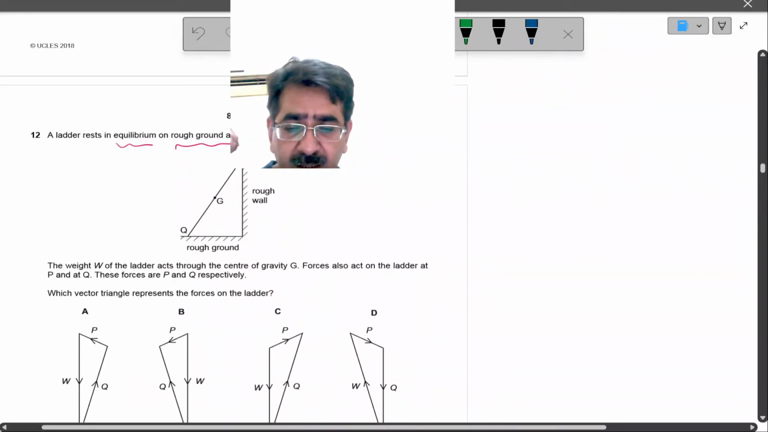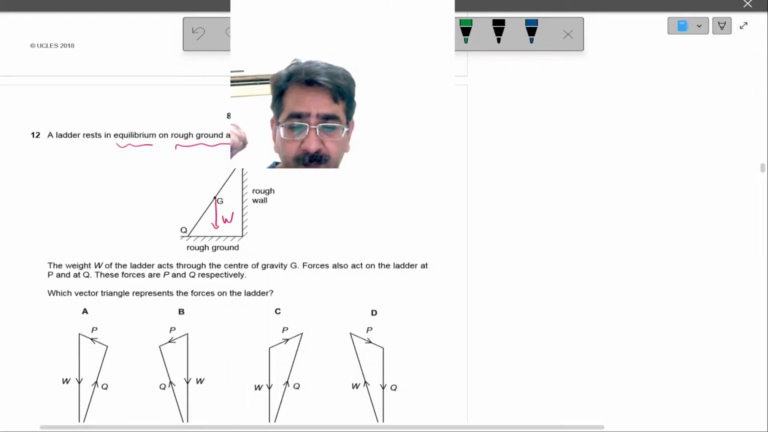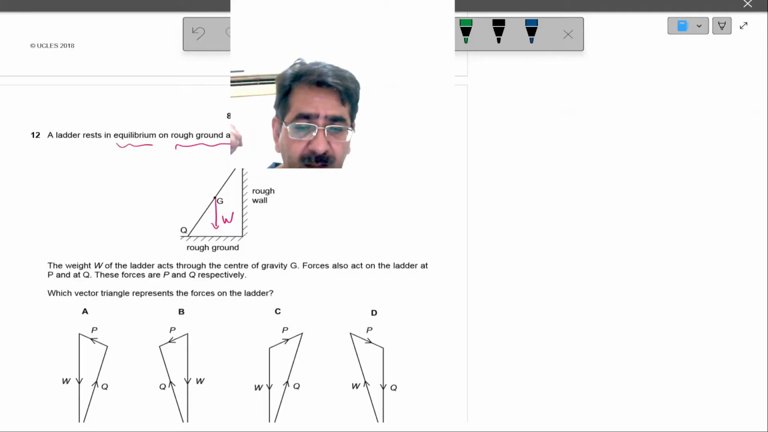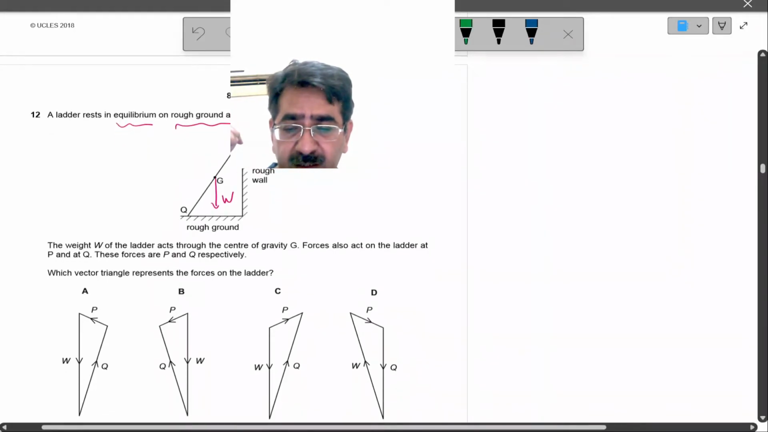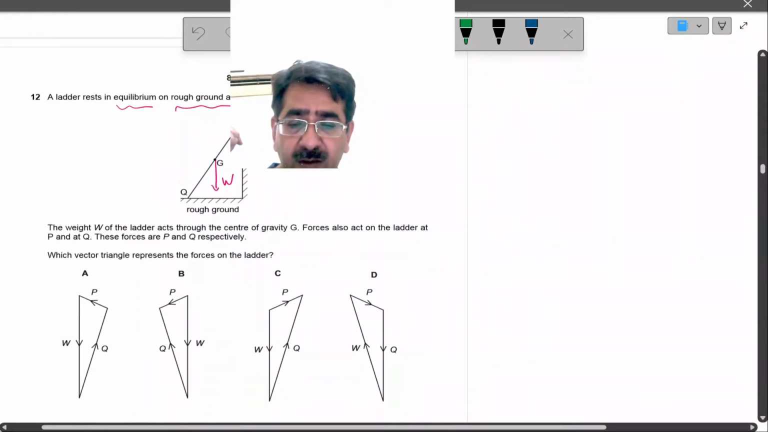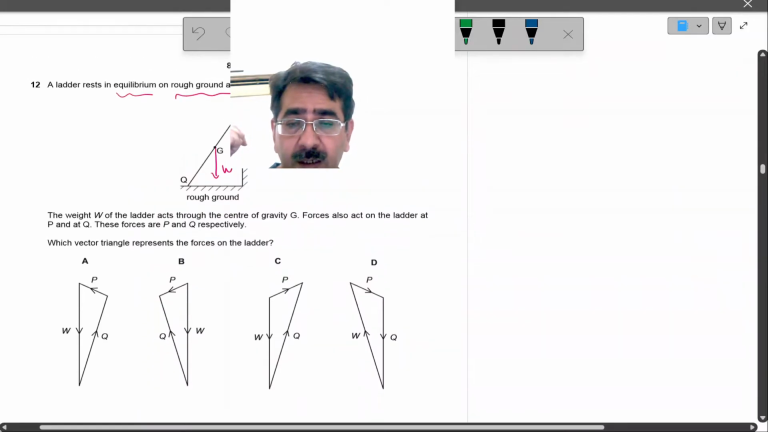The weight W of the ladder acts on the center of gravity. That is, W is acting on this. The weight W of the ladder acts through the center of gravity. Force also acts on the ladder at the points P and Q. These forces are P and Q respectively. Which vector triangle represents the forces on the ladder?